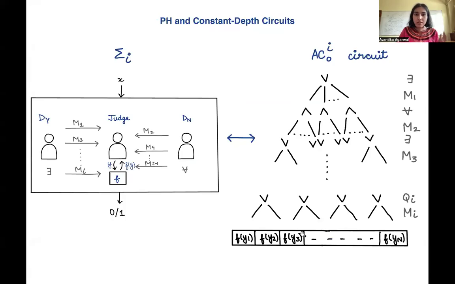So what does that mean? So let's look at some sigma i protocol in PH. So we have this judge, two debaters, and i rounds of debate. So first, Sipser and Sachs convert this protocol into a classical circuit of depth i. So this circuit has AND and OR gates, so alternating layers of AND and OR gates, and it has depth i. And then they say that, okay, now if for this depth i circuit, you can show a circuit lower bound, then we will give you a method to show an oracle separation for sigma i. So now we can forget about judges and debaters and protocols and just focus on showing strong enough circuit lower bounds. So we want to show that something is hard for these depth i circuits.